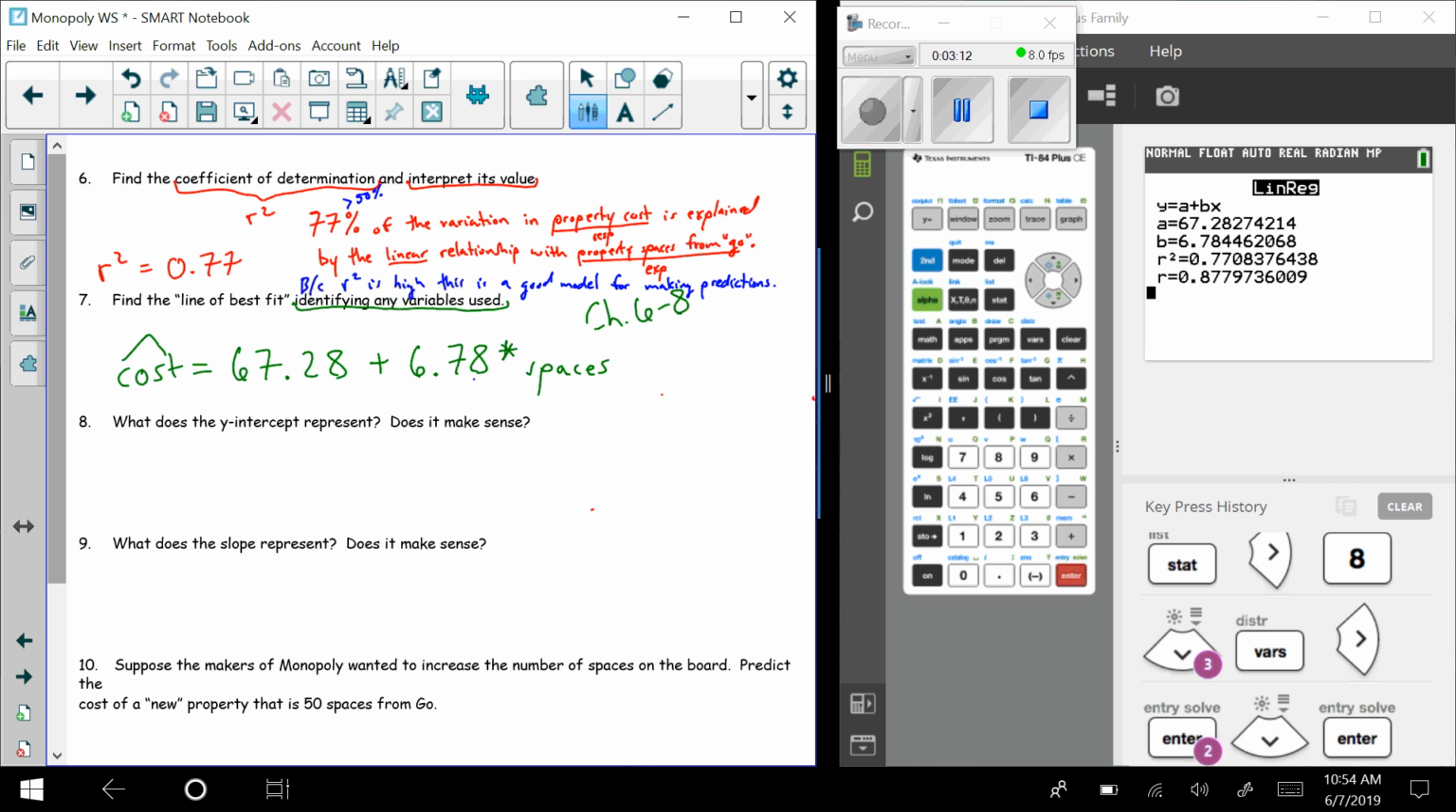We don't usually call it the line of best fit. We call this the least squared regression line. Okay, line of best fit is something that you learn in a basic algebra course. And there we have number 7.